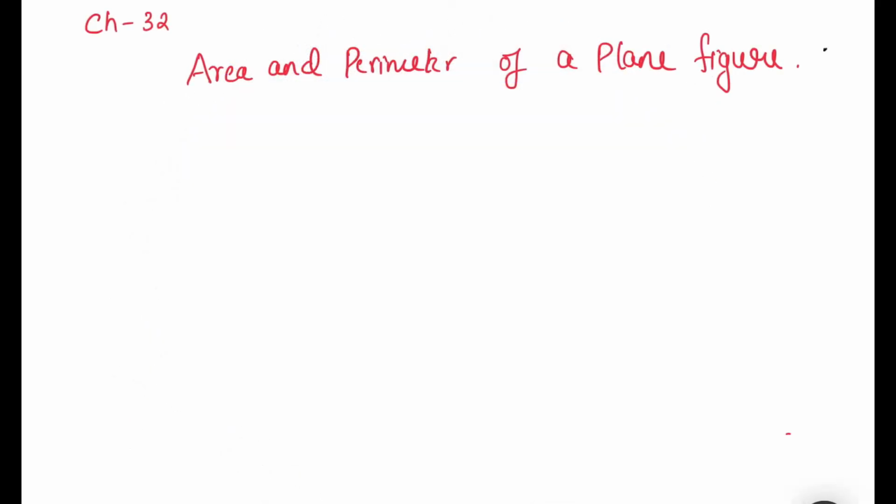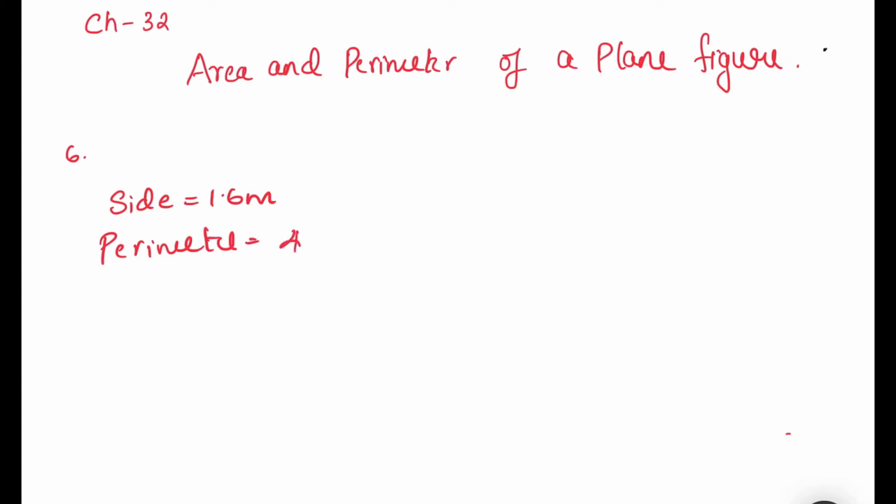Students, let us continue with chapter 32, area and perimeter of a plane figure. In our previous class we have already started this chapter. So today let me continue with the sixth question. Find the perimeter of a square whose side is 1.6 meter.